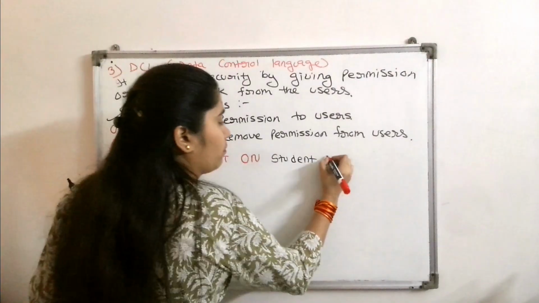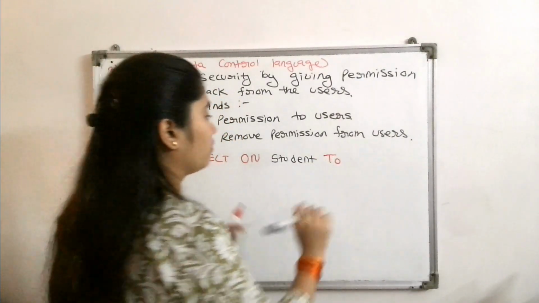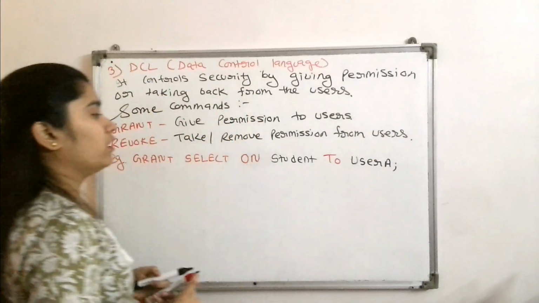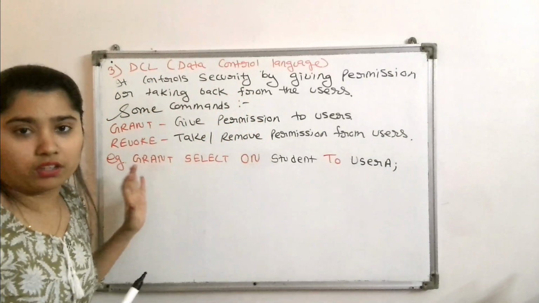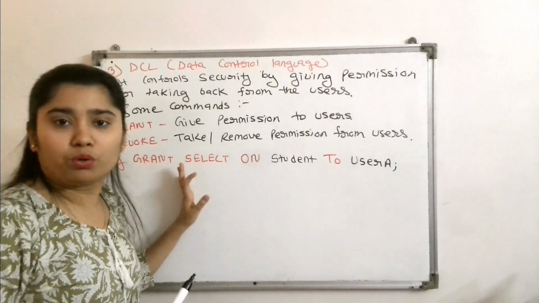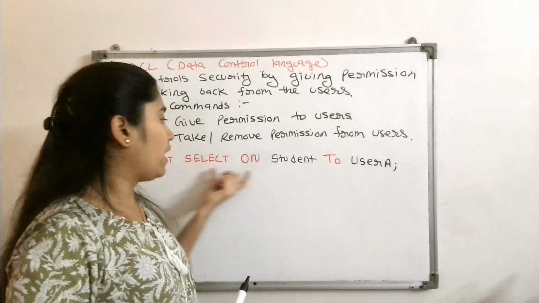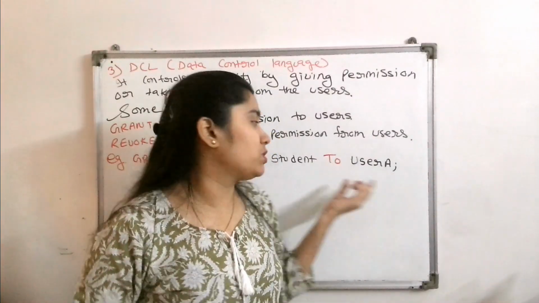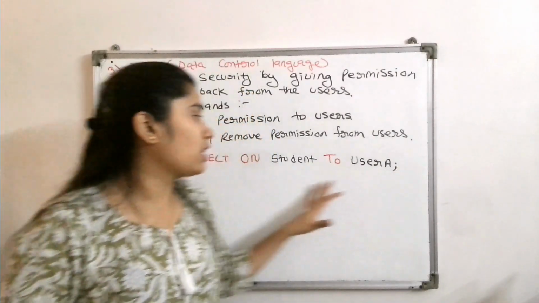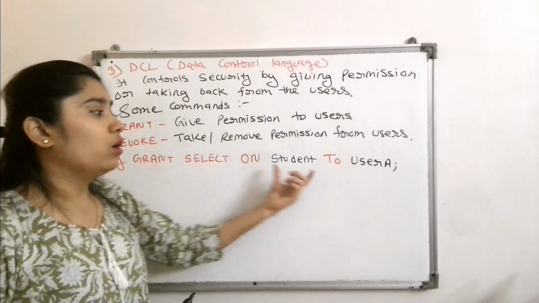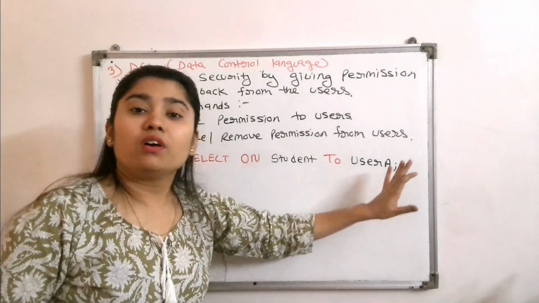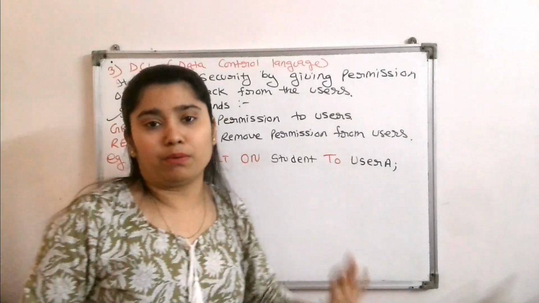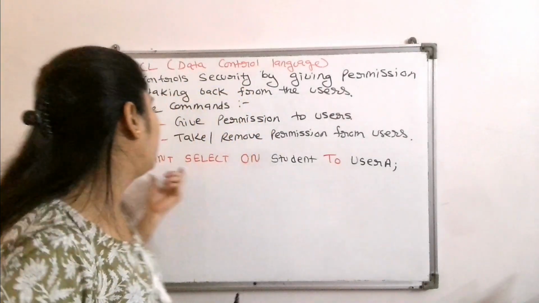Then we will write TO user A. See, SELECT is used for the permission to read, on student, that is the table name. Now to whom do you need to give the permission? To user A. So this command has given the permission to user A. So he can view the data in the student table. I hope you are clear with the grant command.